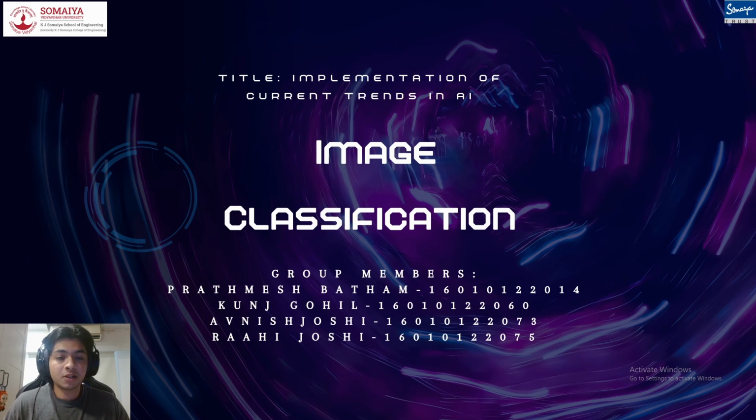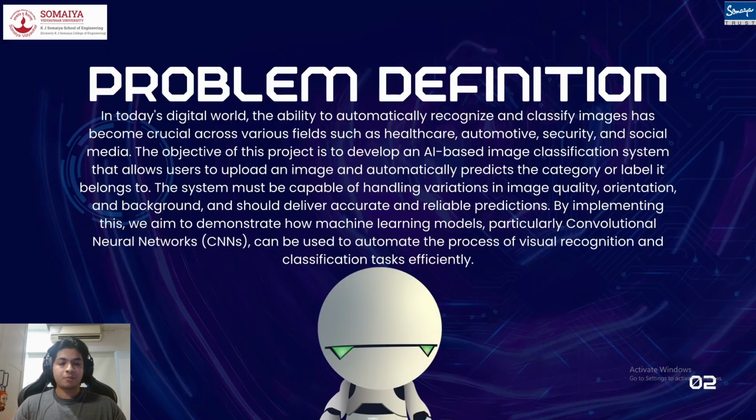Greetings, I'm Prathamesh Patham, present along with Rahi, Kunj and Avnish presenting our project where we developed a real-time image classification system using convolutional neural networks. The idea behind our project is to train a machine learning model that can recognize and classify images into one of the 10 categories. This technology has real-world applications in areas like autonomous vehicles, medical imaging and security systems.